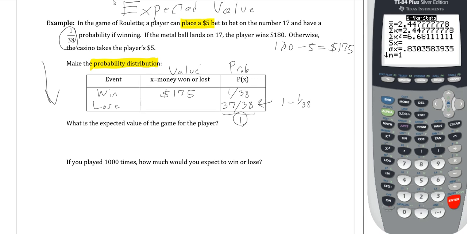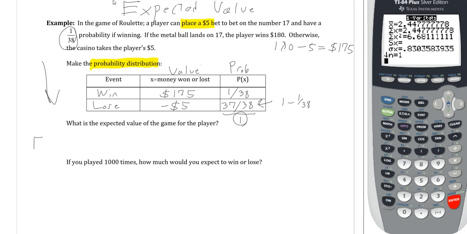If they lose, they will lose $5 because the casino will take that. However, to represent a $5 loss, what we will do is put a negative there. Say negative $5. That is the value of losing a game to you.